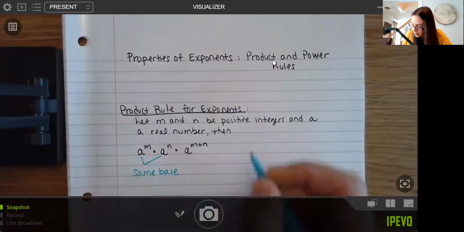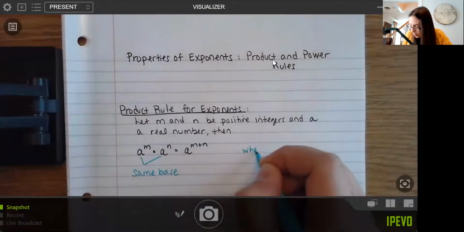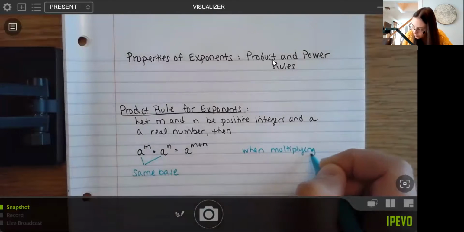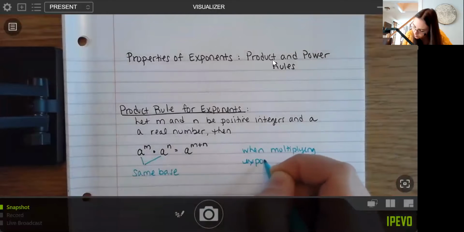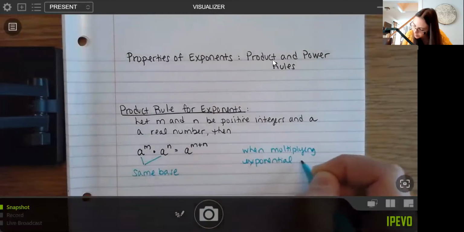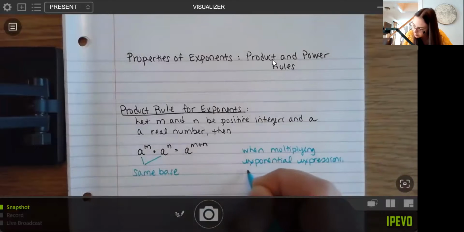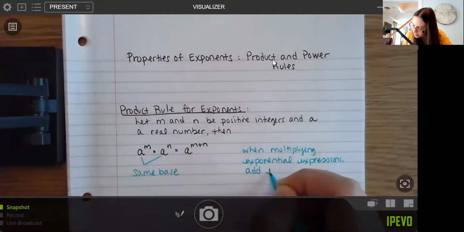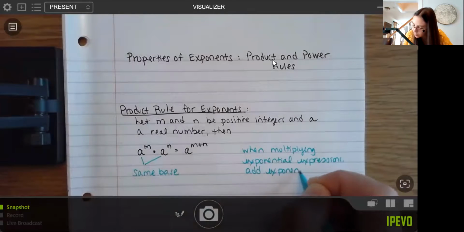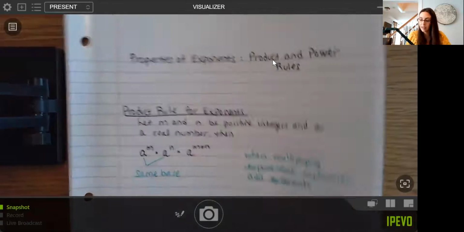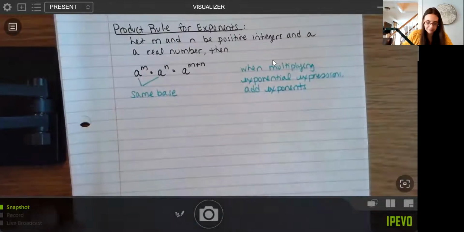Okay. So when multiplying exponential expressions, we're going to add the exponents. And again, this is assuming we have the same base here. So let me show you some examples, and it's not as bad as it sounds.